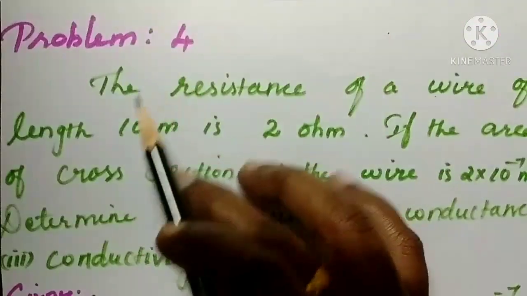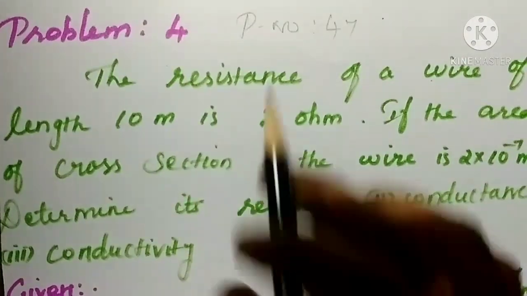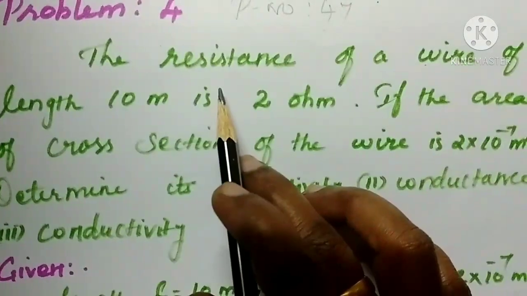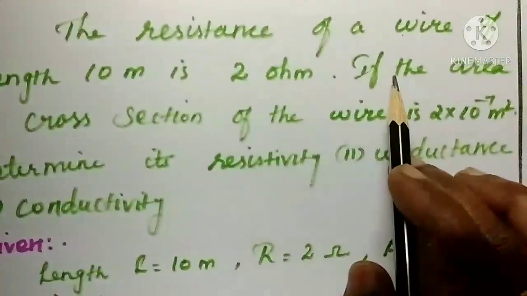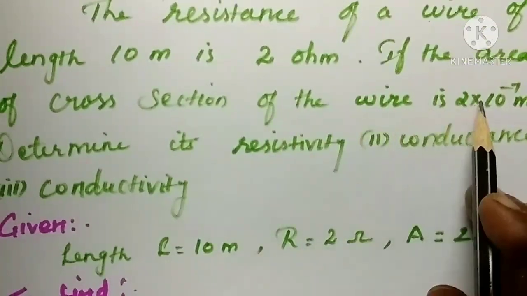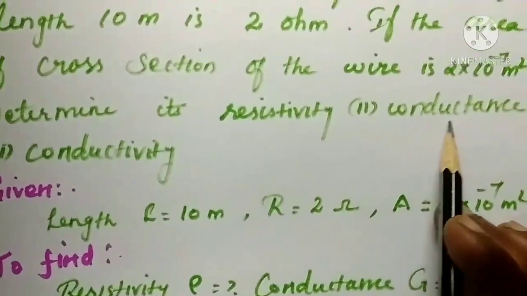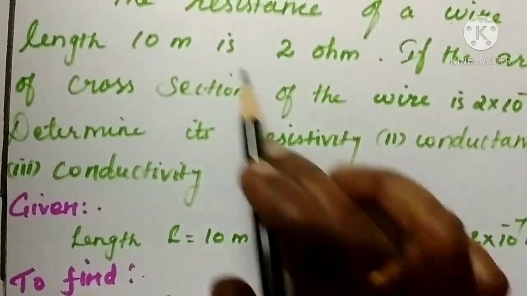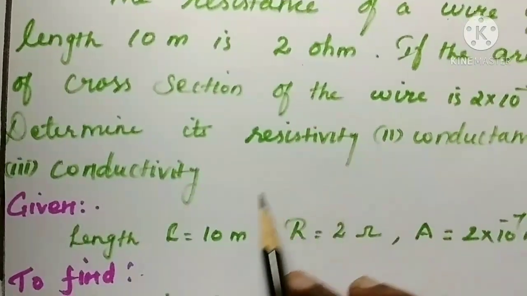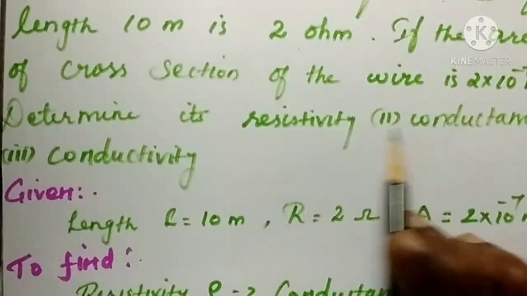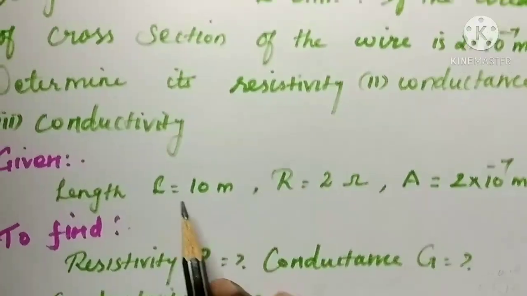Now we are going to do problem number 4 in your book, page number 47. Read the problem. The resistance of a wire of length 10 meter is 2 ohm. If the area of the cross section of the wire is 2 into 10 to the power minus 7 meter square, determine its resistivity, conductance and conductivity. The length of the wire and the resistance value are given. So we are going to find the resistivity, conductivity and conductance value. First you have to write the given data.